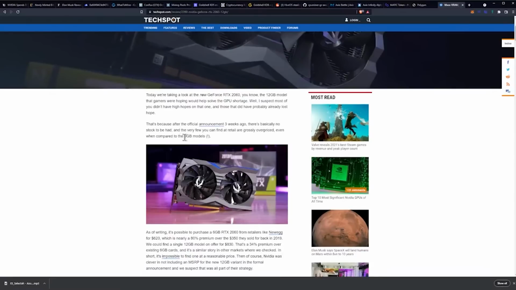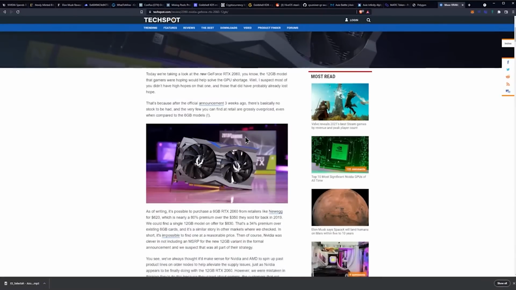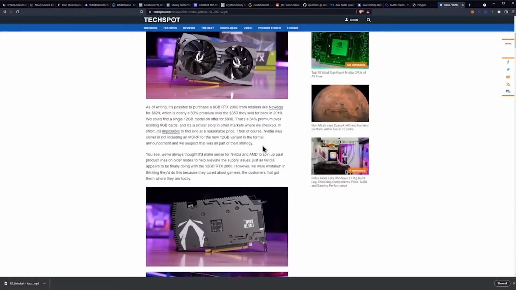That's because after the official announcement 3 weeks ago, there's basically no stock to be had, and the very few you can find at retail are grossly overpriced even when compared to the 6 gigabyte models. As of writing, it is possible to purchase a 6GB RTX 3060 from retailers like Newegg for $620, which is an 80% premium over the $350 they sold for back in 2019. We could find a single 12GB model on offer for $830. That's a 34% premium over existing 6GB cards, and it is a similar story in other markets where we checked.